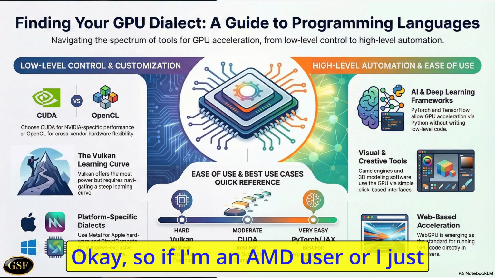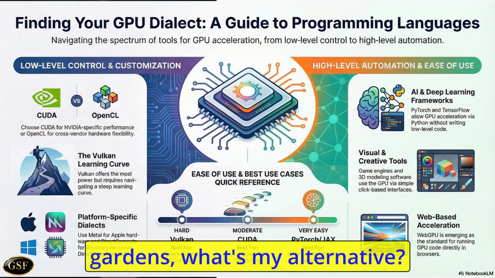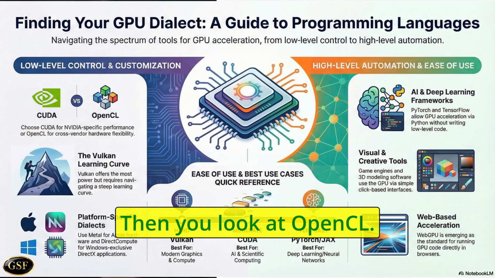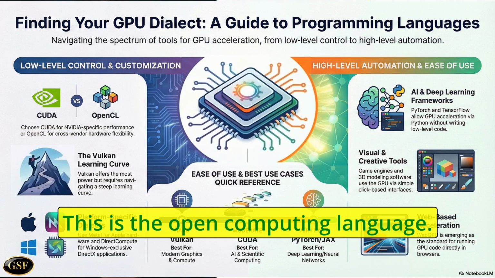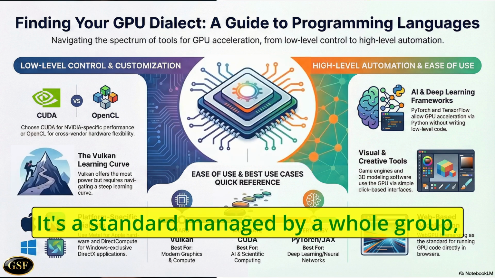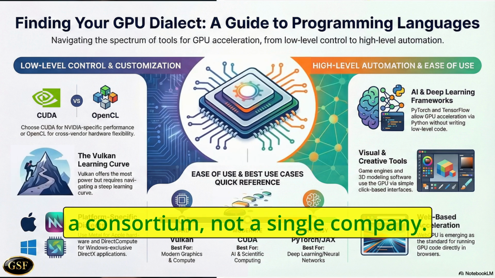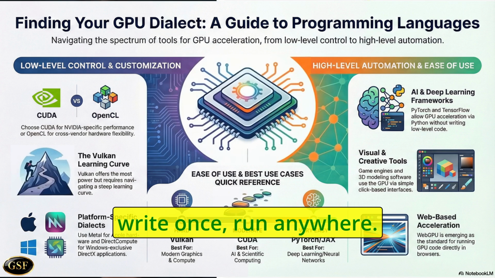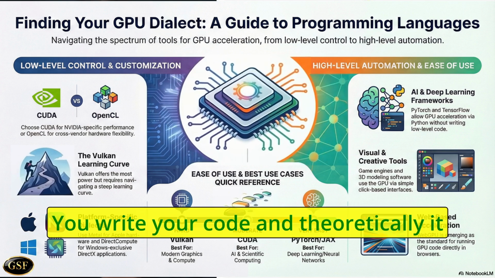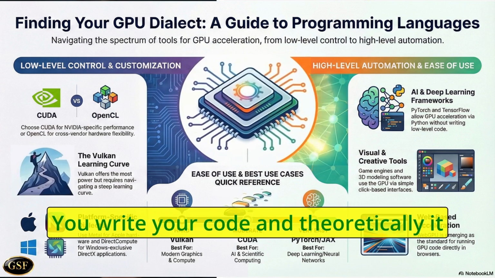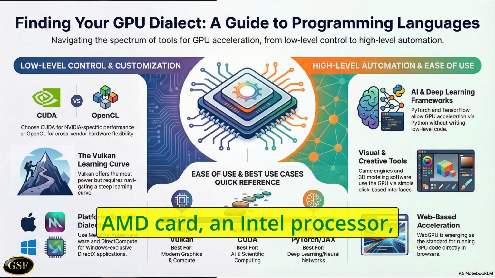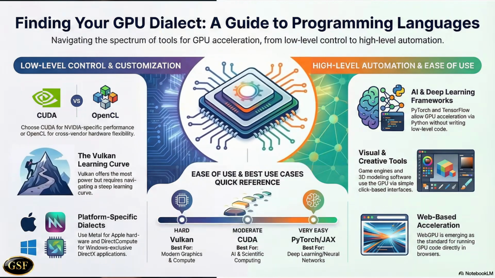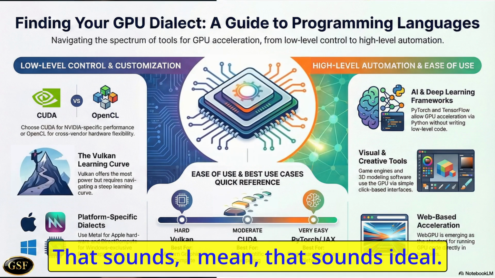Okay, so if I'm an AMD user, or I just don't like walled gardens, what's my alternative? Then you look at OpenCL. This is the Open Computing Language. It's a standard managed by a whole group, a consortium, not a single company. So the idea is? The philosophy is write once, run anywhere. You write your code, and theoretically it runs on an NVIDIA card, an AMD card, an Intel processor, even a mobile chip.